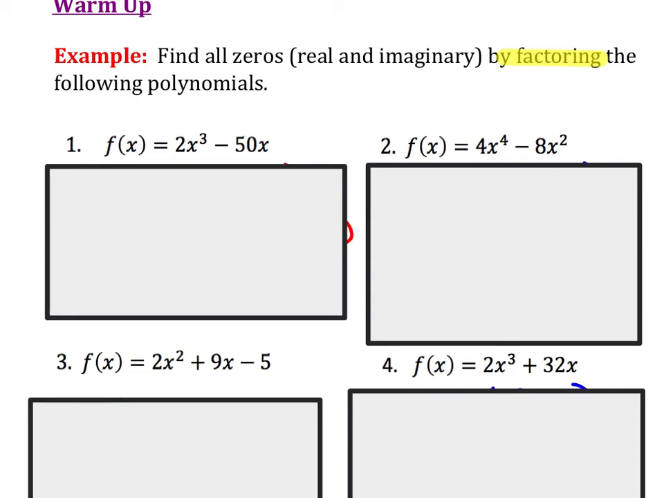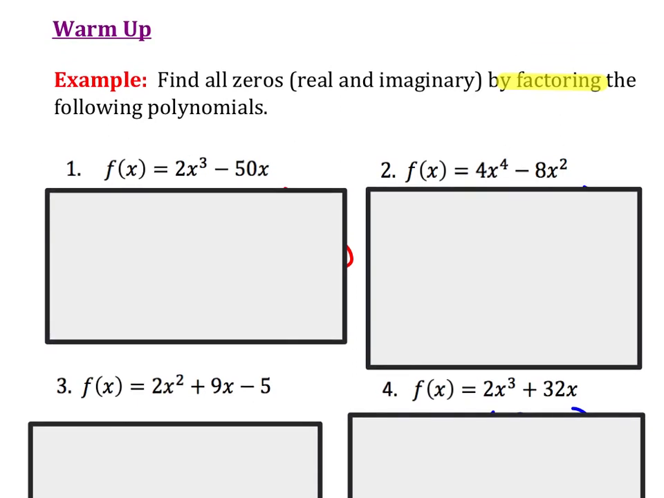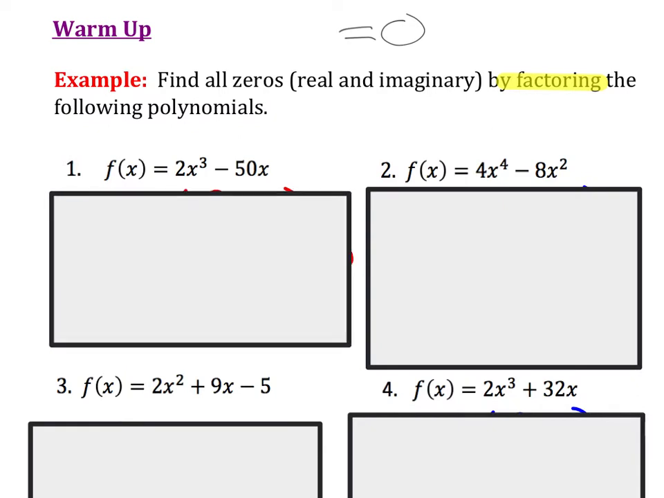All right, so what we want to do is find all of the zeros, real and imaginary, by factoring the polynomials. If we're finding zeros, we want to set all of these equal to 0 so that we get to use the zero product property. Have I said the word zero enough? So let's look at number 1 here.